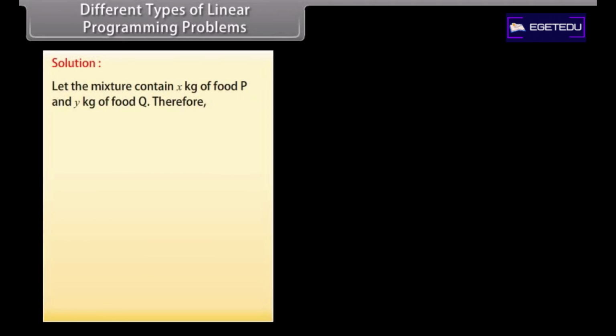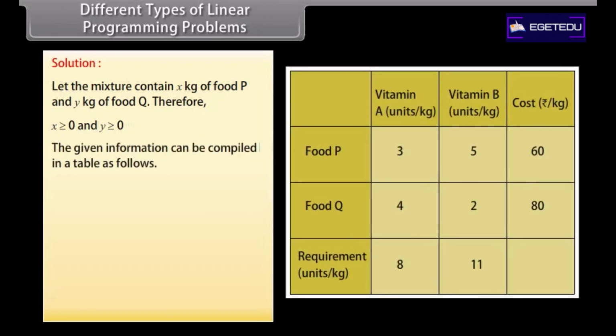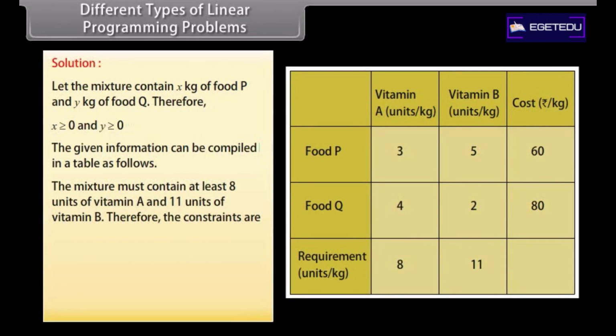Solution. Let the mixture contain x kg of food P and y kg of food Q. Therefore, x ≥ 0 and y ≥ 0. The given information can be compiled in a table as follows. The mixture must contain at least 8 units of vitamin A and 11 units of vitamin B. Therefore, the constraints are 3x + 4y ≥ 8 and 5x + 2y ≥ 11. Total cost Z of purchasing food is Z = 60x + 80y.